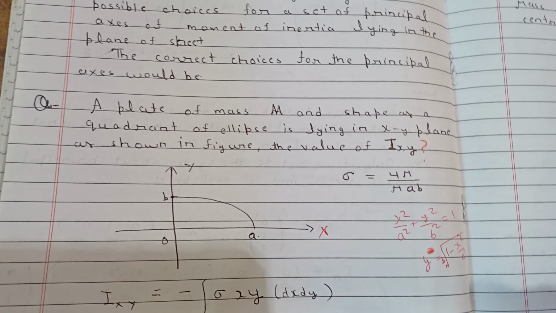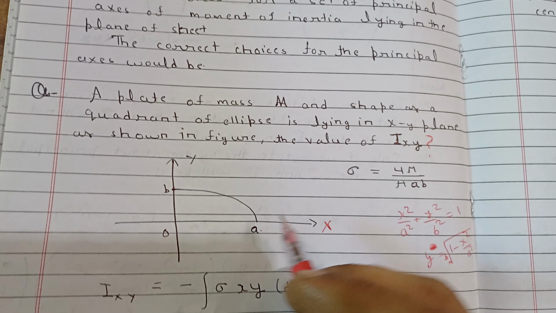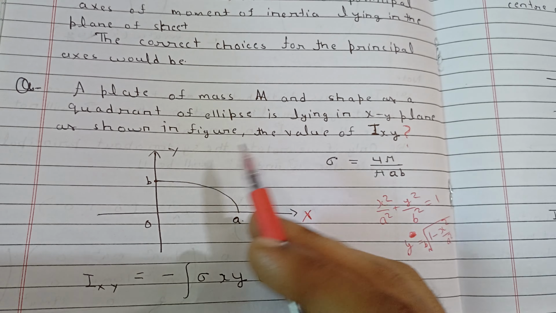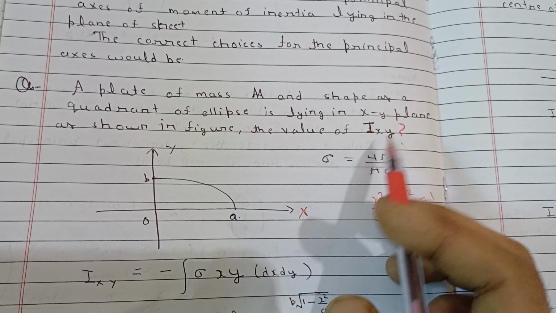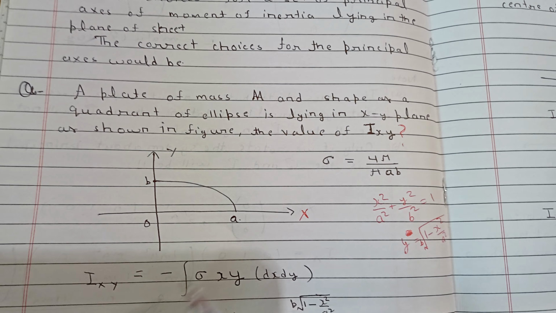Let's see one more question. A plate of mass M, in the shape of a quadrant of an ellipse, is lying in the xy plane as shown in the figure. The value of Ixy is? So this is the component of the moment of inertia tensor, and we need to find this.